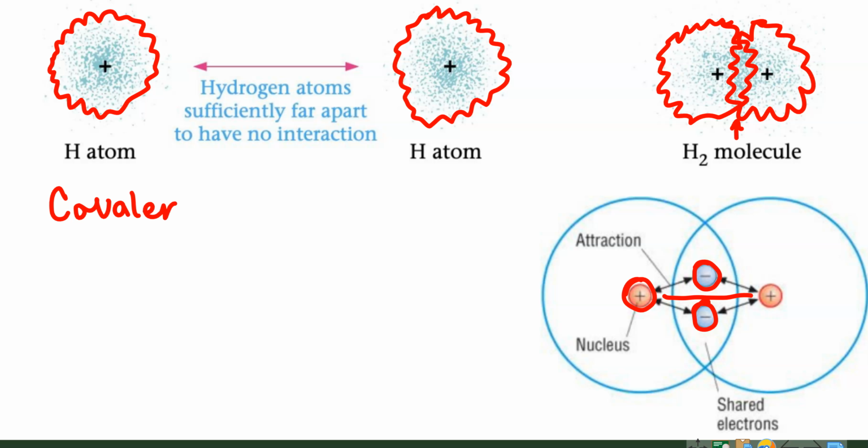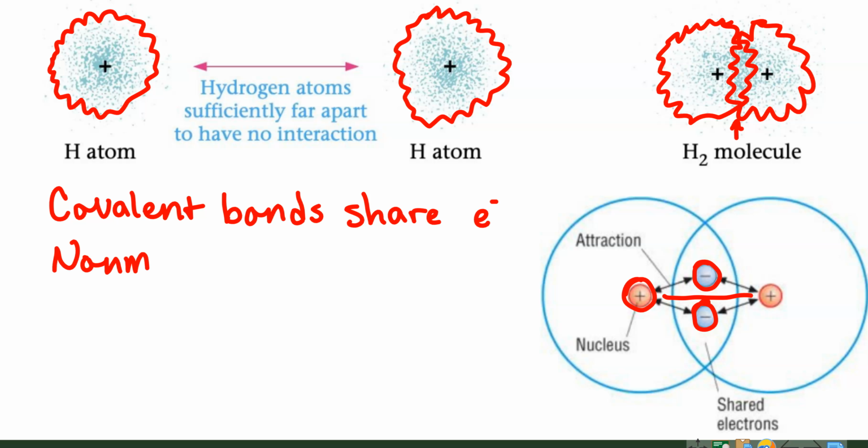Covalent bonds share electrons, okay, in sort of this tug of war. And that's because when they share, the non-metal atoms become stable. This typically occurs between non-metals.